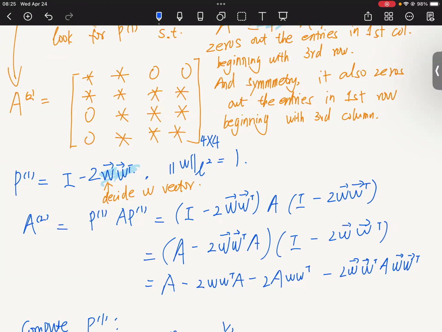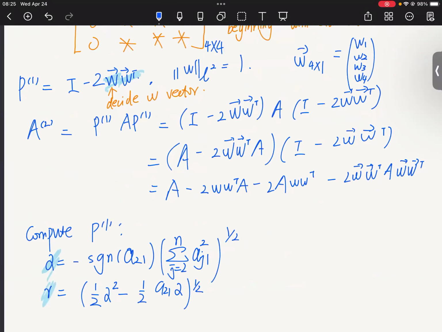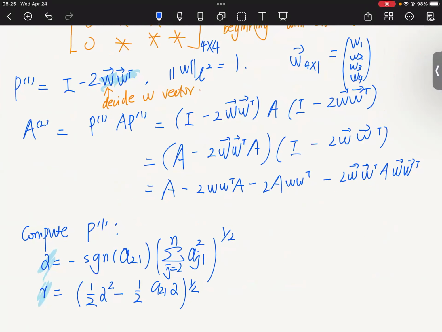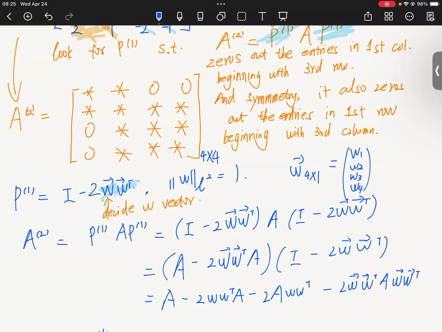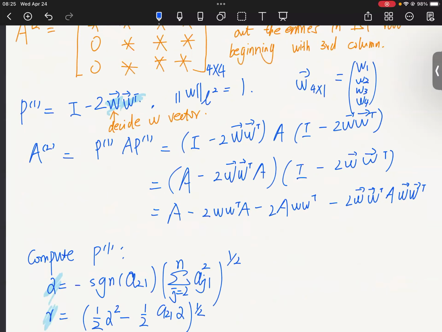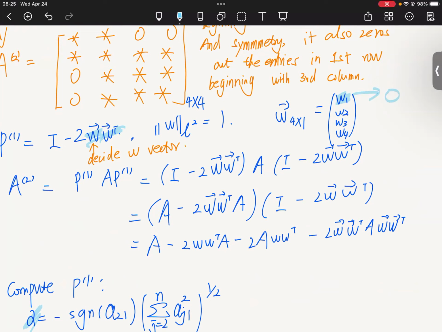And what's the dimension of the W? W is a column vector, and then it should be 4x1, right? And now what you need to decide is W1, W2, W3, and W4. With this goal, we want to zero out this component, and with that detailed analysis, we know that the very first one should be 0. And that is how we zero out the things.